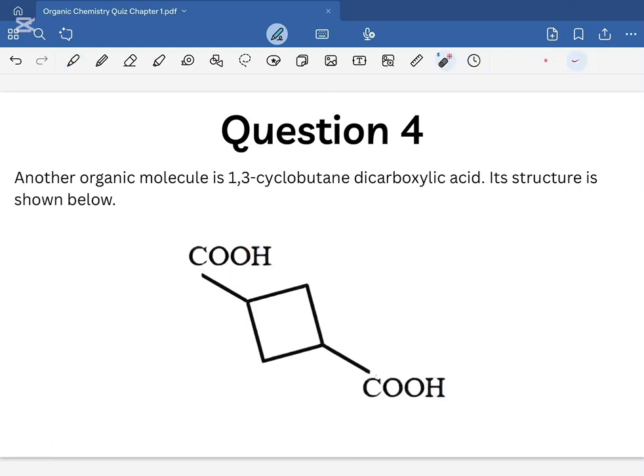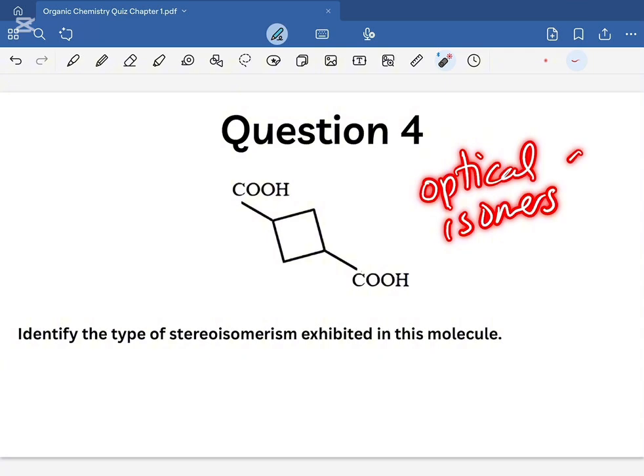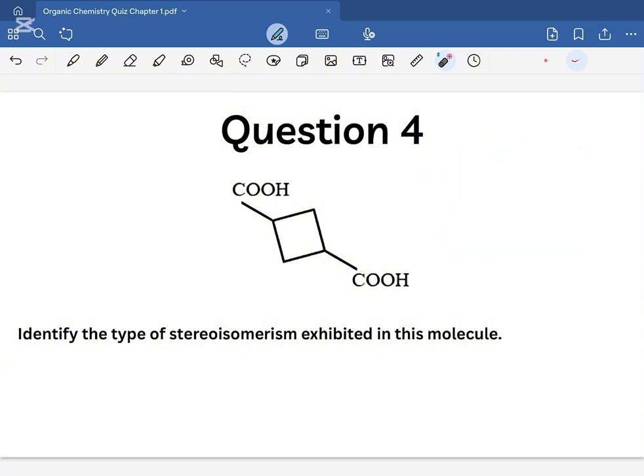Now, in question 4, they also said that another organic molecule is 1,3-cyclobutane dicarboxylic acid, and this is the structure for this organic molecule. And they said identify the type of stereoisomerism that is exhibited in this molecule. And this is a cyclic ring, and we have these substituents on this ring. We do not have a chiral center, so these are not going to be optical isomers as we do not have any chiral center. However, we could have these groups attached on the same side or on the opposite side.